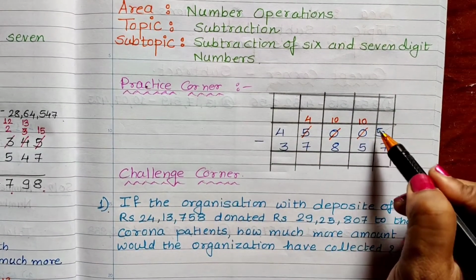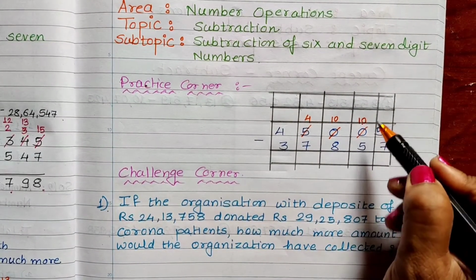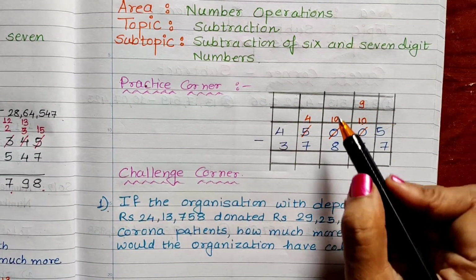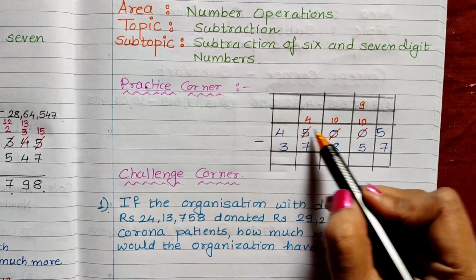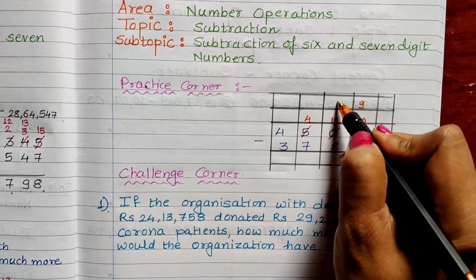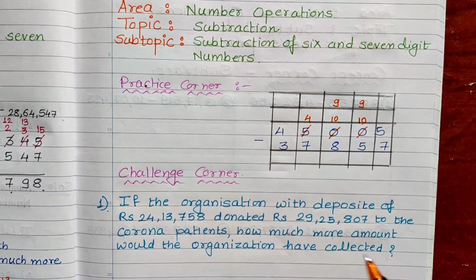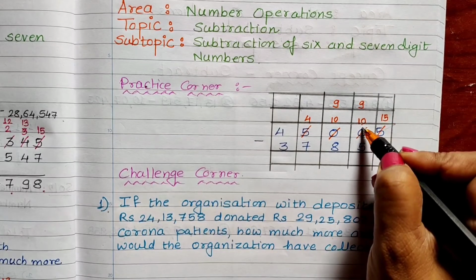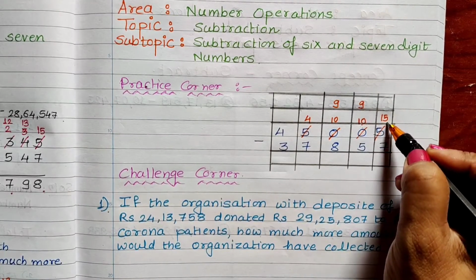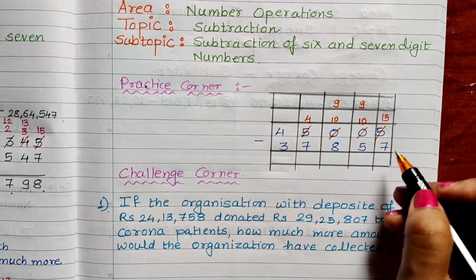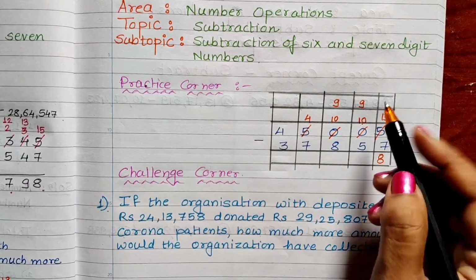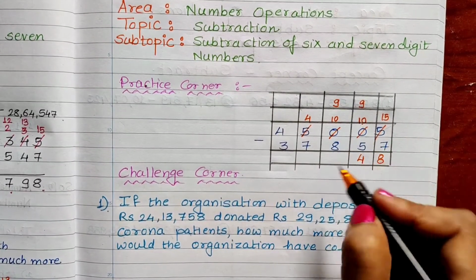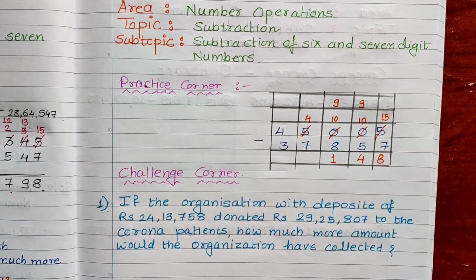Now we have borrowed 1 from this 10, so it becomes 9. We have borrowed 1 from this 4, so this 10 becomes 9 again. Now solve. This 5 becomes 15. We have borrowed 1 from this, it becomes 9 and it becomes 15. 15 minus 7 is 8. Now we can subtract this 9 minus 5, which is 4. This 9 minus 8, which is 1.